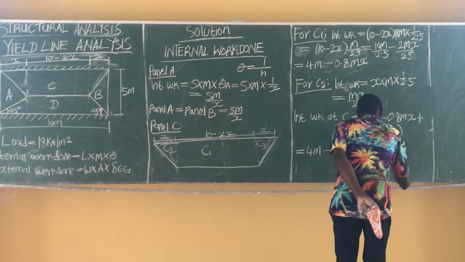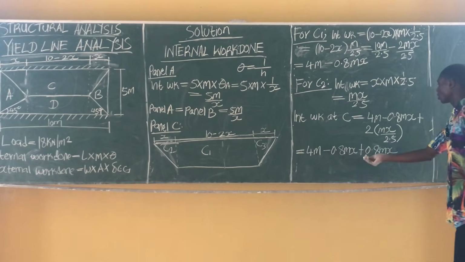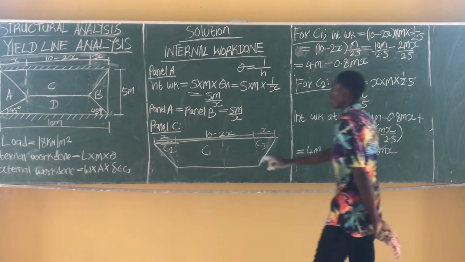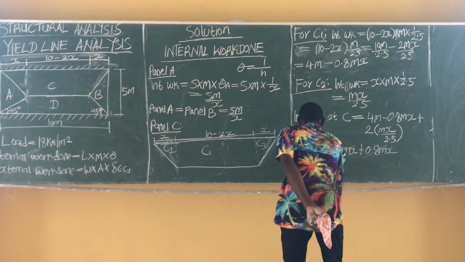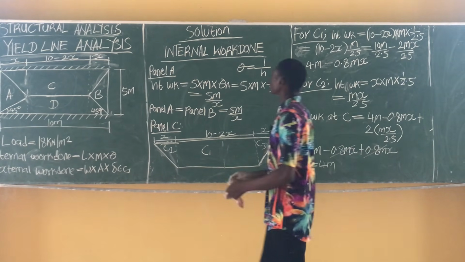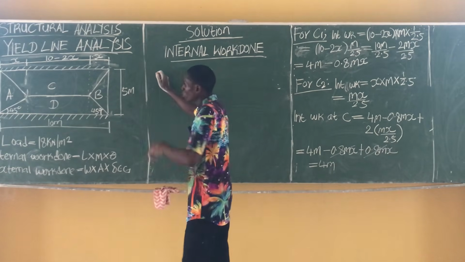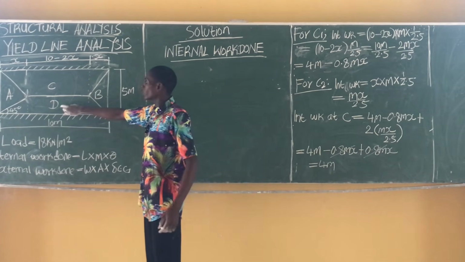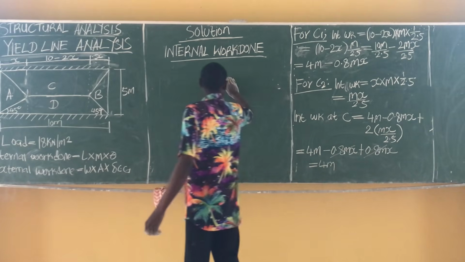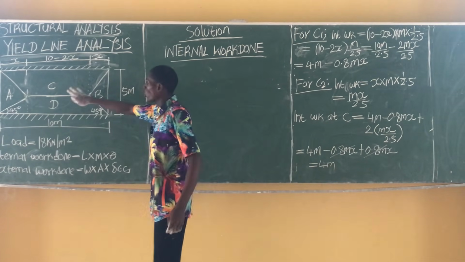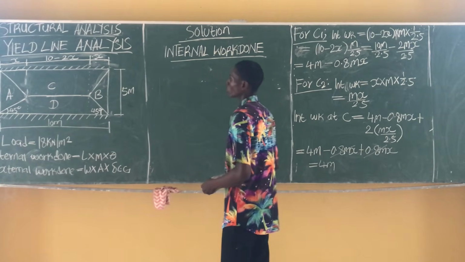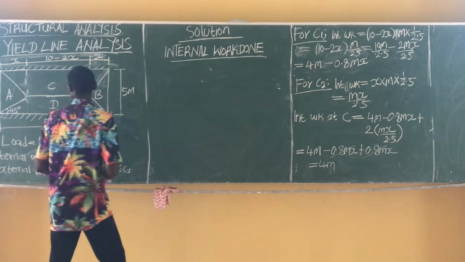0.8 mx. And obviously, this takes out this. So our internal work done for this segment is equal to what? 4m. What's the next thing we have to do? We have to determine the internal work done at D. But we know that the internal work done at C is equal to the internal work done at D, because the segment dimensions are the same. We have the same segment.